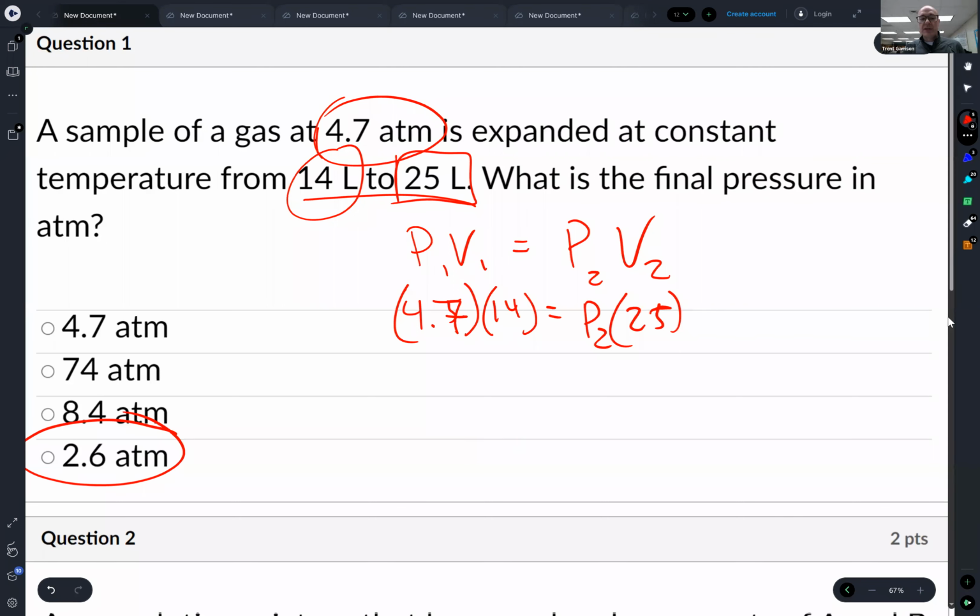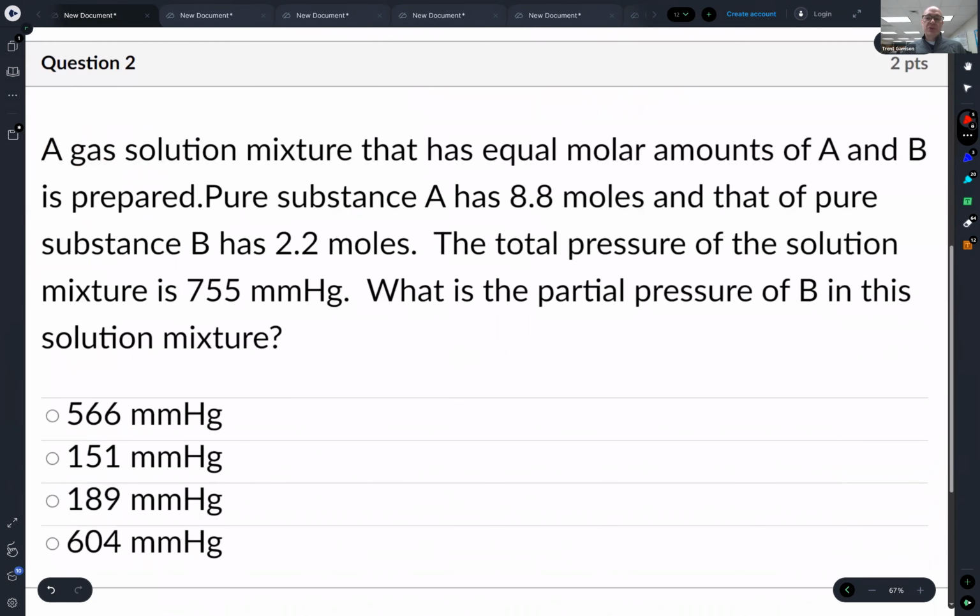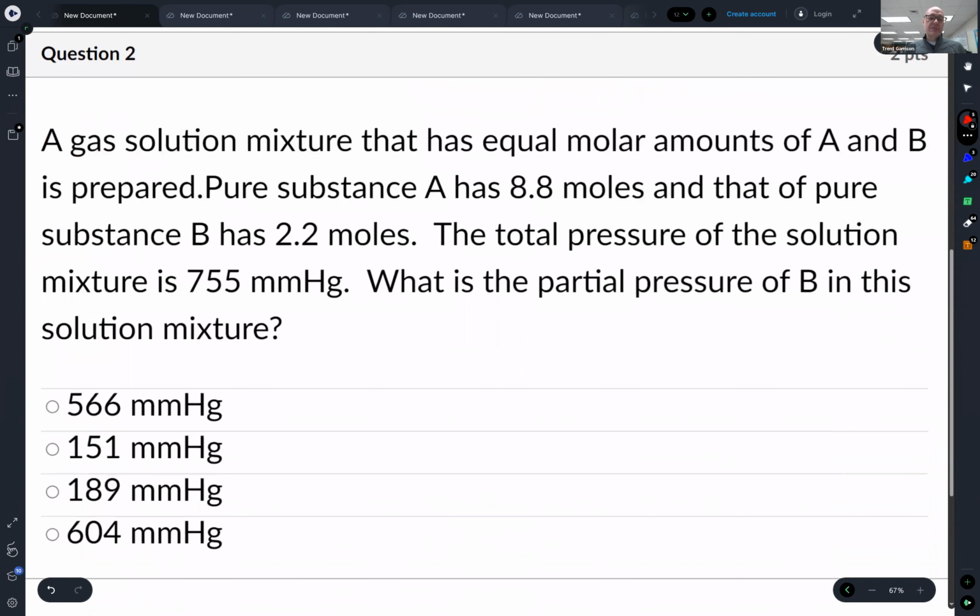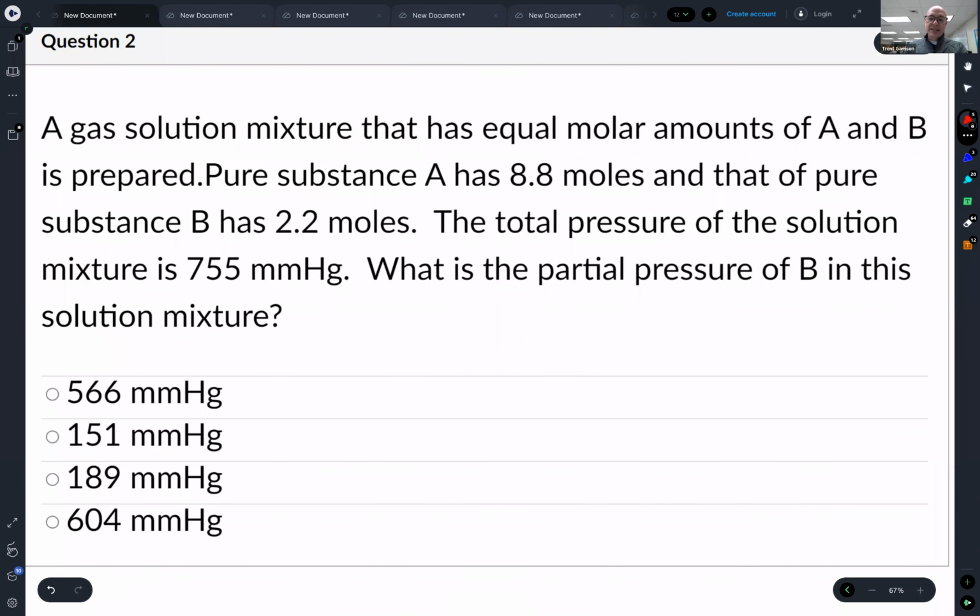All right, moving on. Number 2: a gas solution mixture has equal amounts of A and B. Pure substance A has 8.8 moles. Pure substance B has 2.2. The total pressure of solution is 755. This is a partial pressure. It even states it here. So this is Raoult's law.